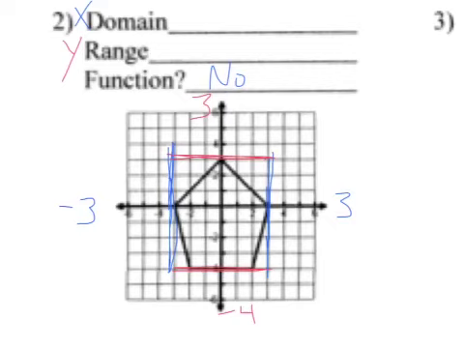So for my domain, I want to take my minimum x values, because for domain it says we're using x. So my minimum x value is -3, and I want to say that it is less than or equal to x. And then I want to take my maximum x value, which is 3, and write that with an inequality symbol.